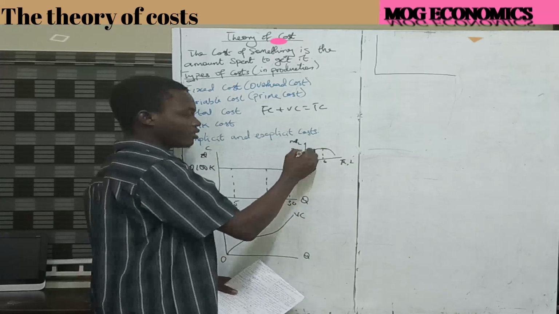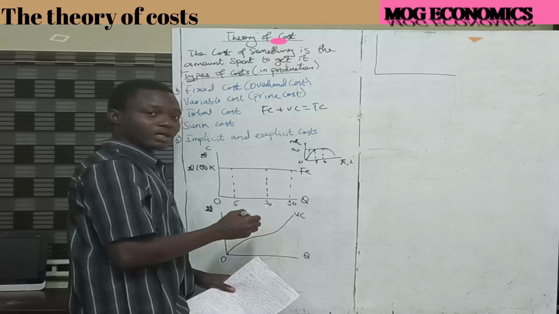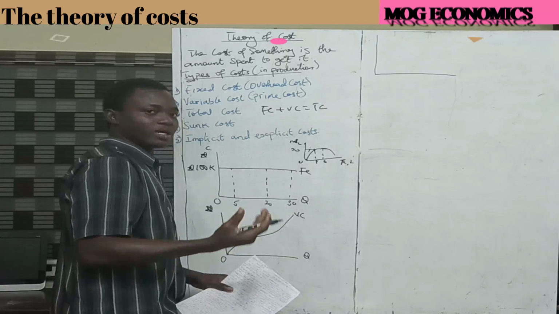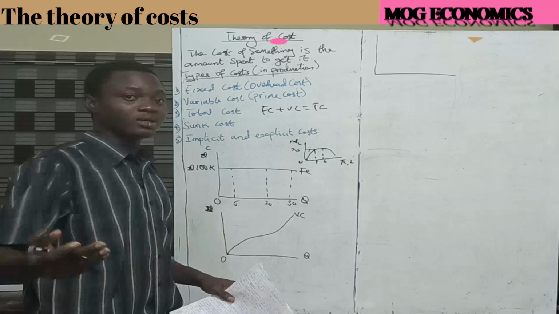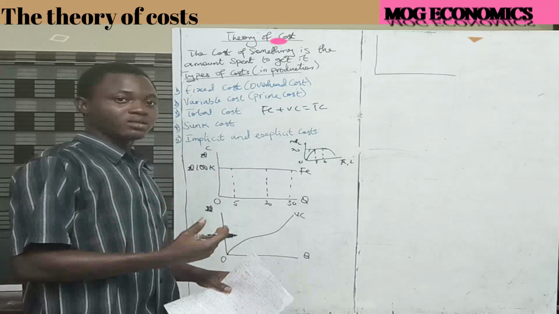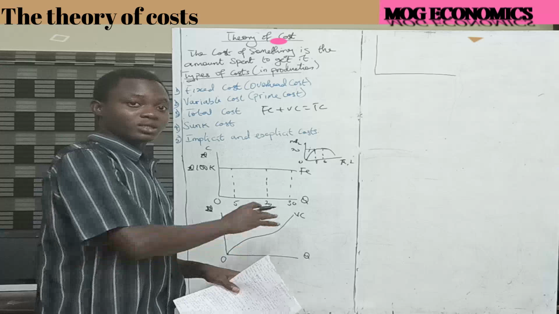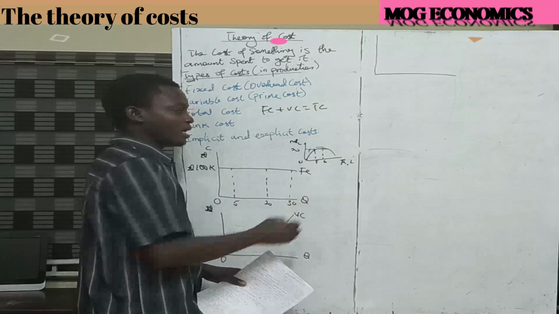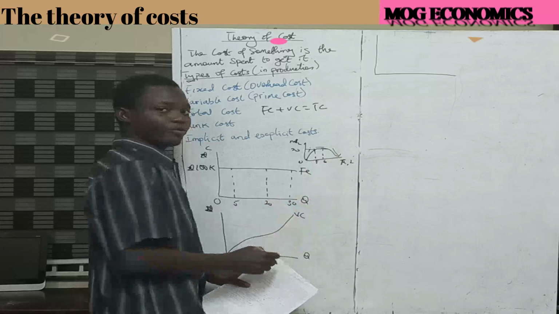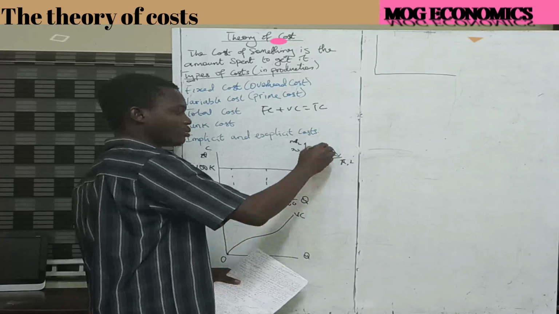So here we have increasing returns. You understand? As you are adding labor, the rate at which your marginal product is rising is faster than the rate at which you are adding laborers, in this case the variable input. At some point it becomes constant, and at some point it starts to fall. So diminishing returns is actually this part.